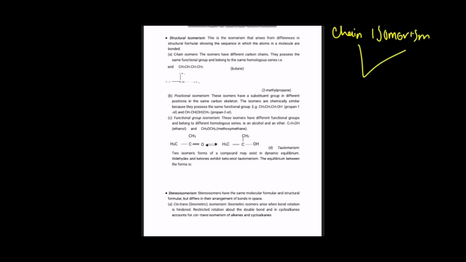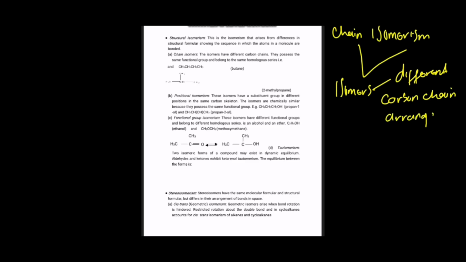In chain isomerism, the isomers have different carbon chain arrangements, different from the one chain. Yes, they have different carbon chain arrangements. That is, they have the same molecular formula. Please take note of this.